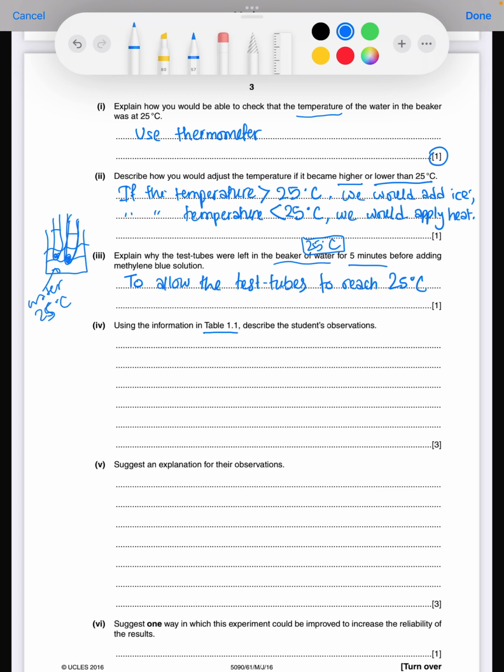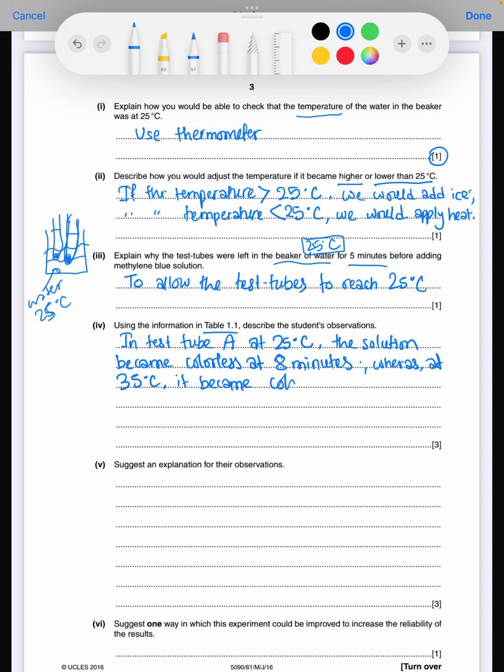Okay, so how would you write it down? So in test tube A at 25 degrees Celsius, the solution became colorless at 8 minutes, whereas at 35 degrees Celsius it became colorless at 5 minutes.